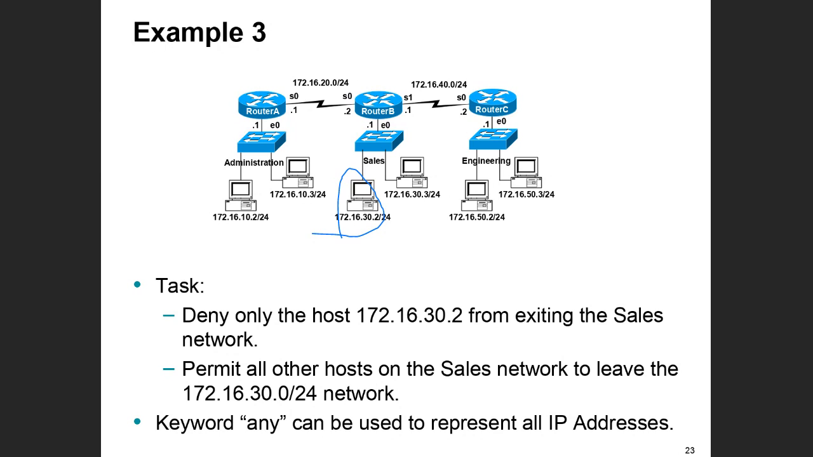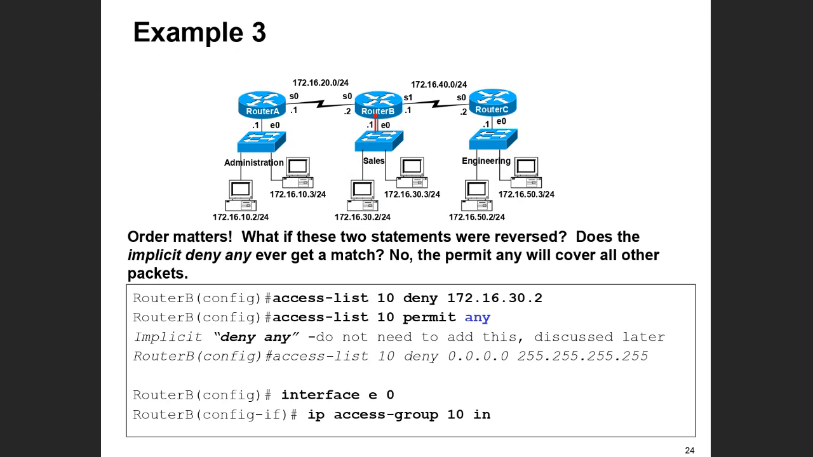The 172.16.30.2 guy I've outlined in blue is not allowed to create any traffic to leave the network. Everybody else is permitted. And we're going to look at the keyword any here, which is part of the syntax for access control lists.